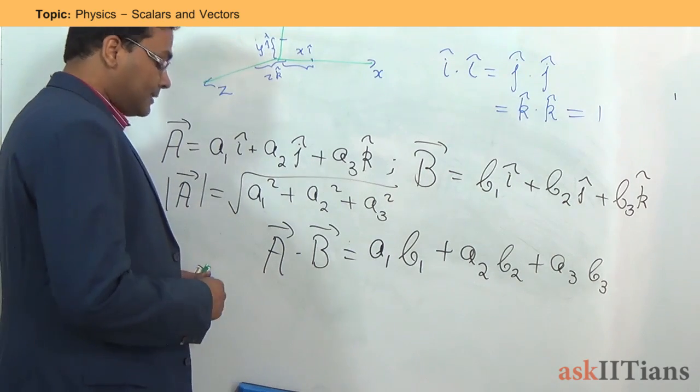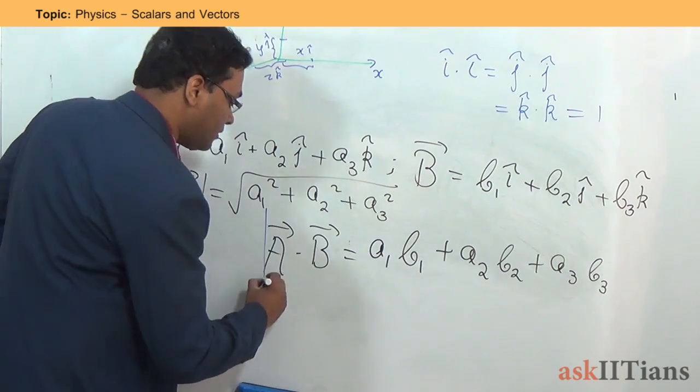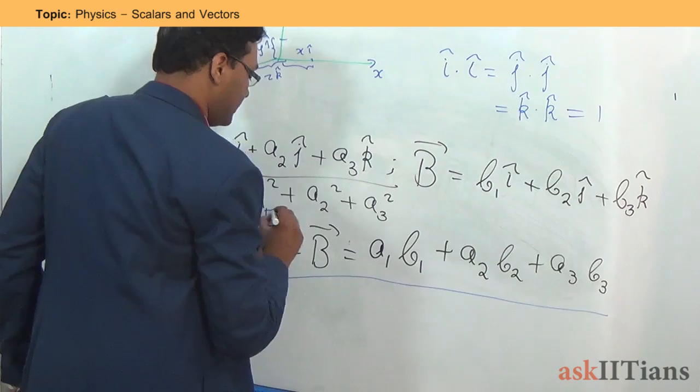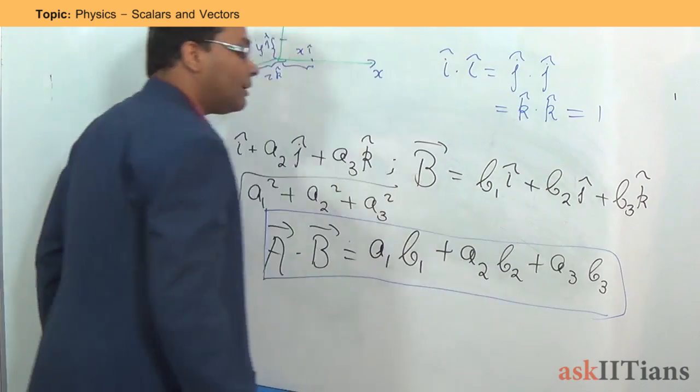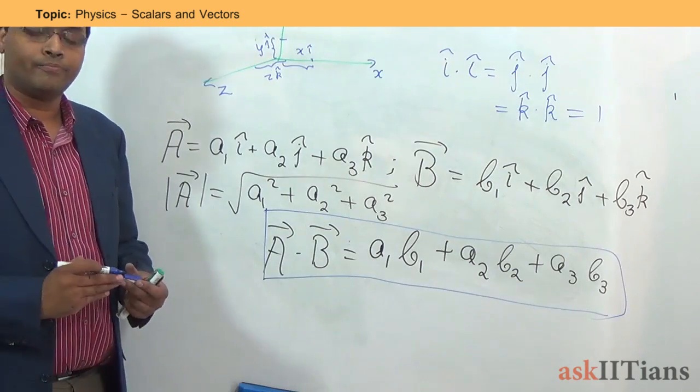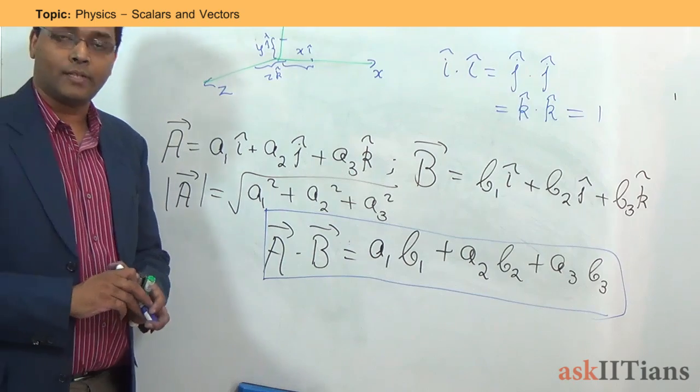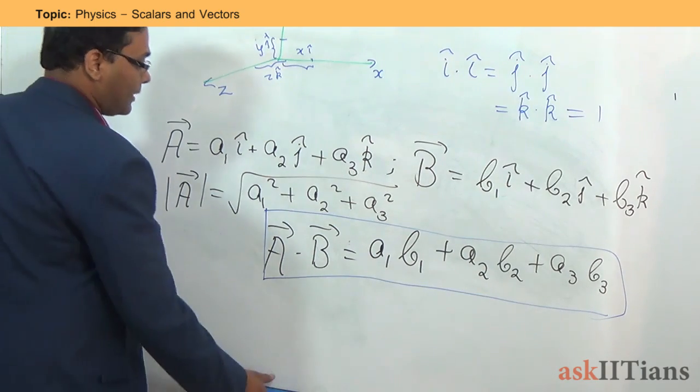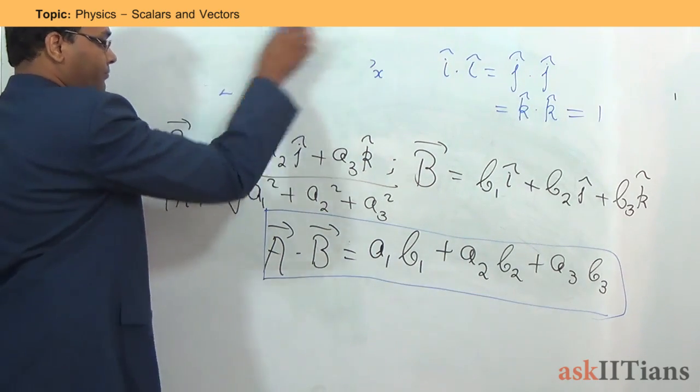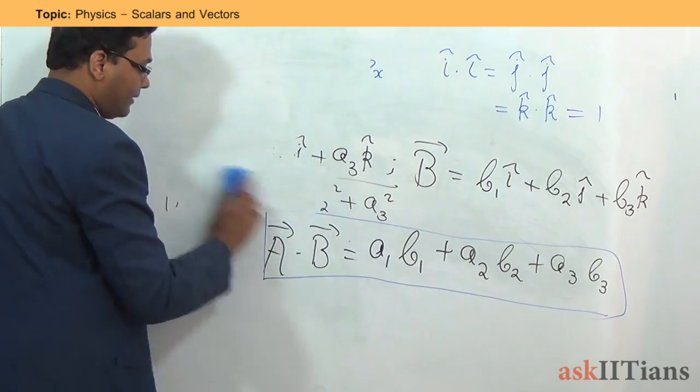So this is the dot product or the scalar product of two vectors. As you can see, there are no vector components involved here. So this is the scalar product. Now let's move on to the next one, that is the vector product. Let's see what that is.